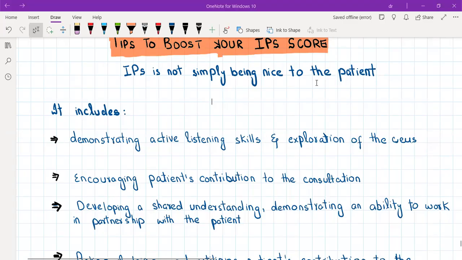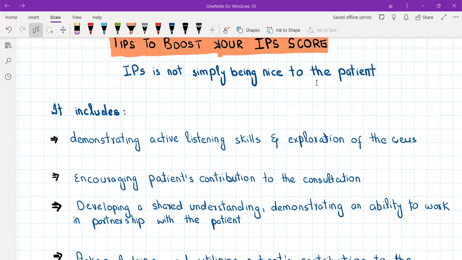Hello everyone. Today I'm going to talk to you about your interpersonal skills score and how you can get a clear pass in this domain. So, as all of you already know, you are scored in three domains in the BLAP 2 exam. Number one is data gathering, number two is clinical skills or clinical management, and number three is your interpersonal skill score.